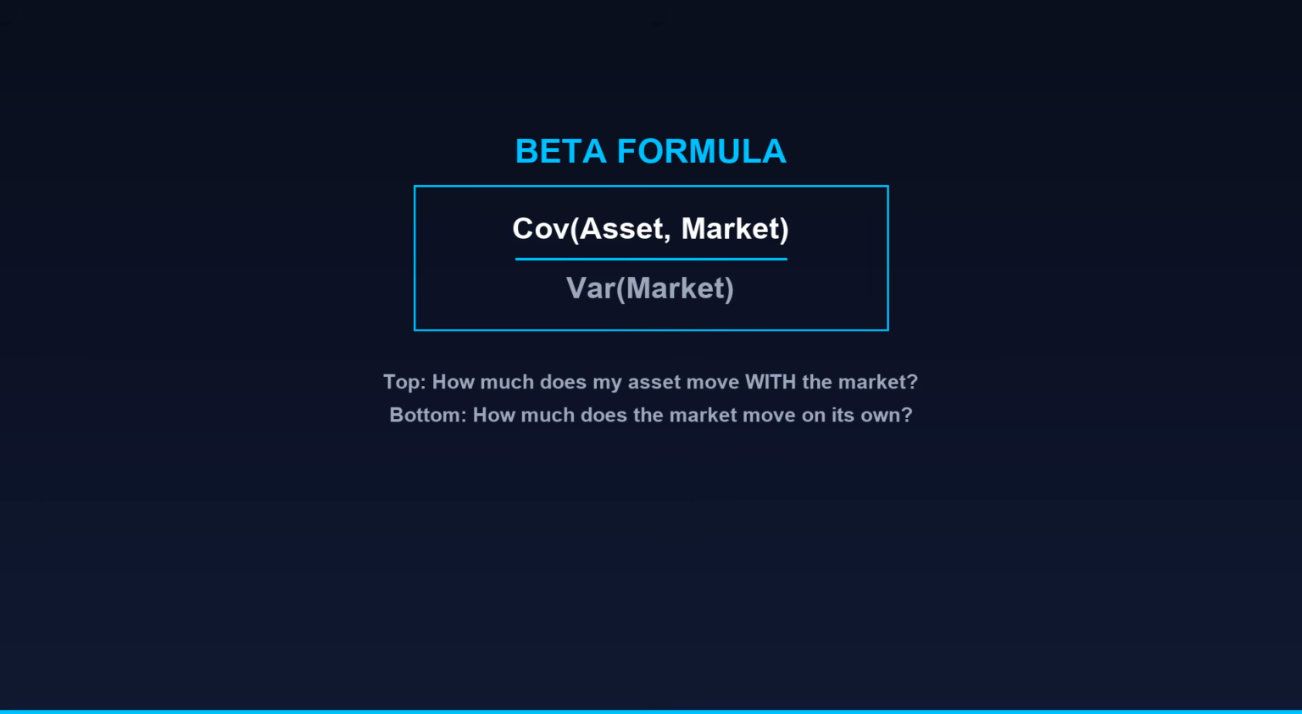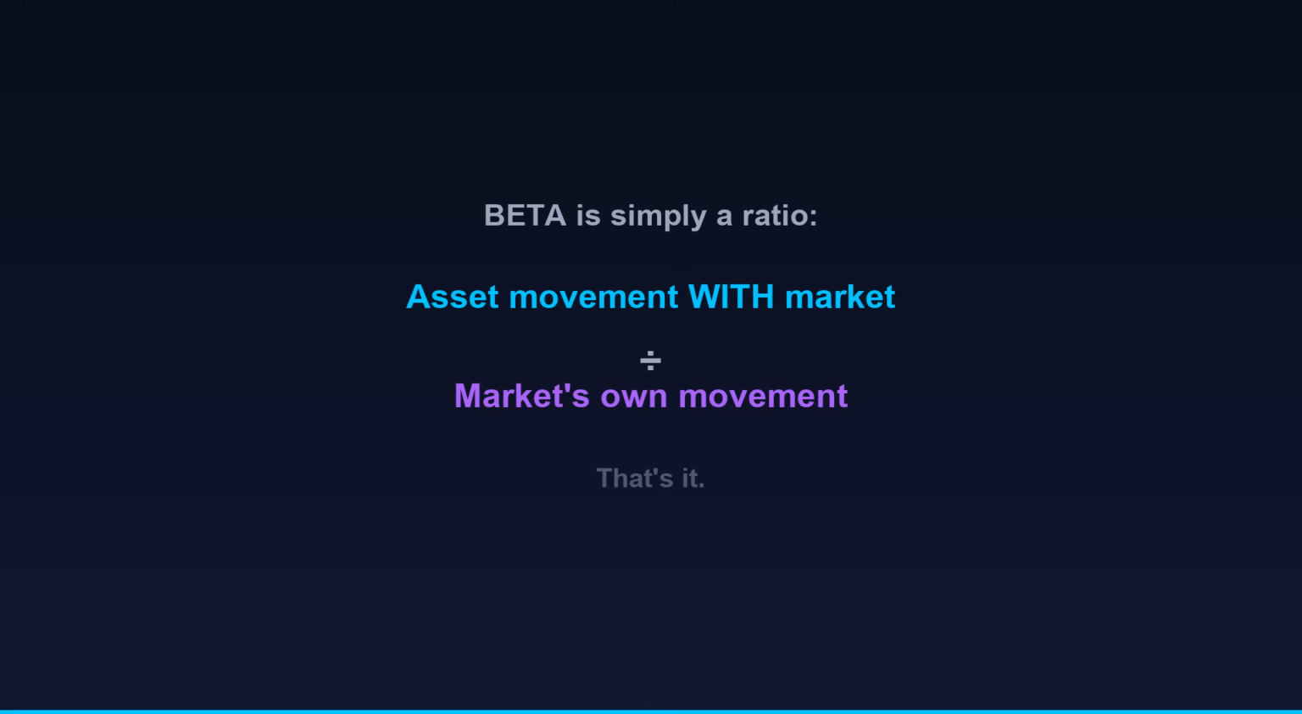Now, I know the formula might look a little bit intimidating at first. Beta is the covariance of the asset and the market divided by the variance of the market. But let's not get lost in the math here. In simple terms, covariance just measures how two things tend to move together, while variance measures how much something moves on its own. Let's break that down even more.